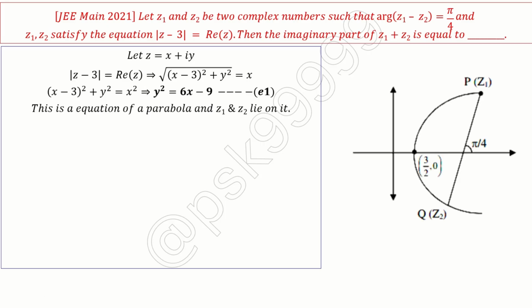So how does it look? It looks something like this. This is the parabola. Z1, Z2 lie on this. Let's not get into which place they lie. What is this pi by 4? We'll come to that next.